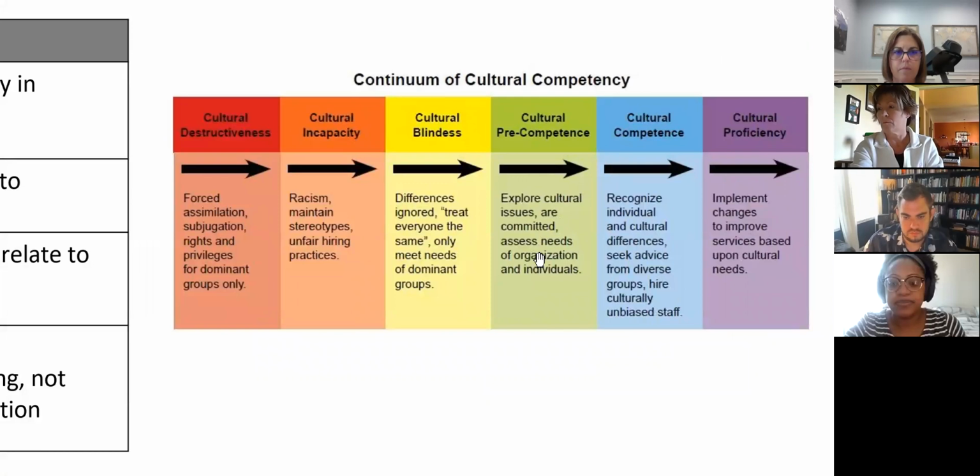So here you can see the continuum progresses from red to purple, and we have cultural destructiveness, cultural incapacity, cultural blindness, cultural pre-competence, cultural competence, and cultural proficiency. In my particular hiring committee, we were looking for someone in blue and purple. Purple's really hard to be in all the time, but if there were glimpses of purple, that's great. But ideally, we want someone in the blue. And then we would rate the other items lower.